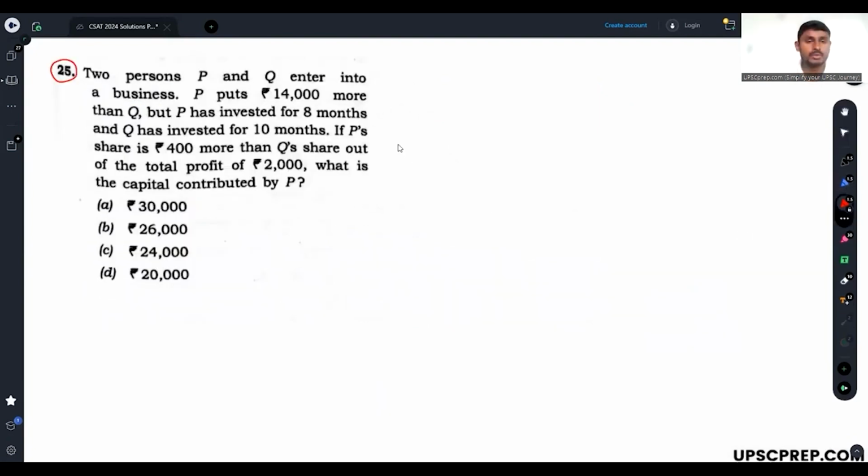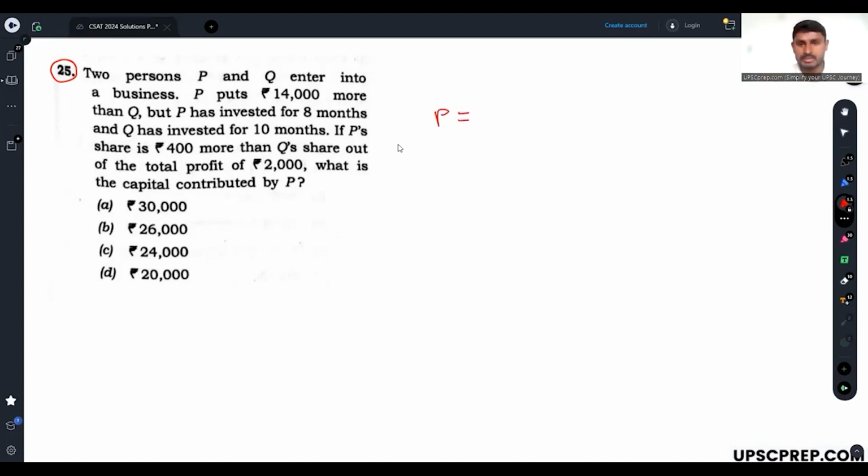Next question. Two persons P and Q enter into a business. P puts 14,000 more than Q, but P has invested for 8 months and Q has invested for 10 months. So this is the question on partnerships. What do you do in partnerships? You take the ratio of their investments into the period for which they have invested.